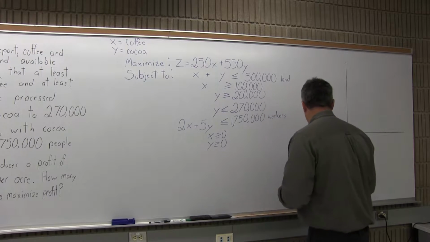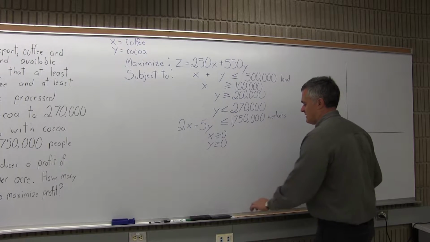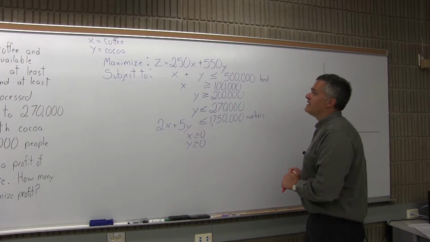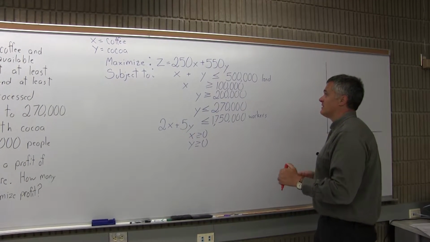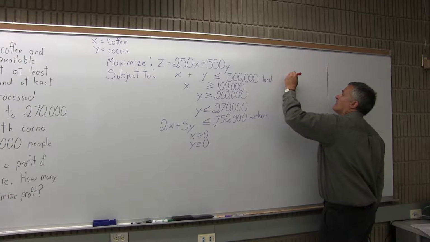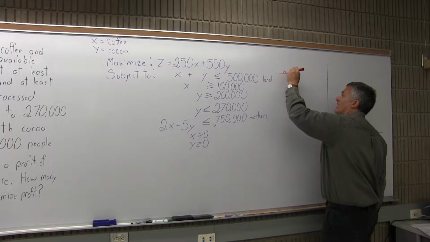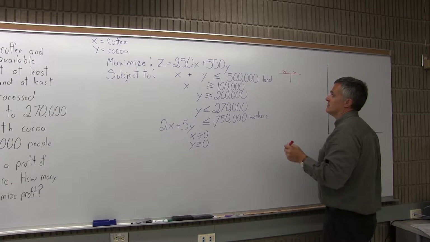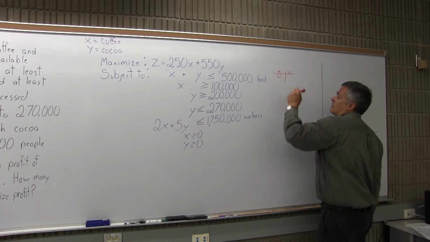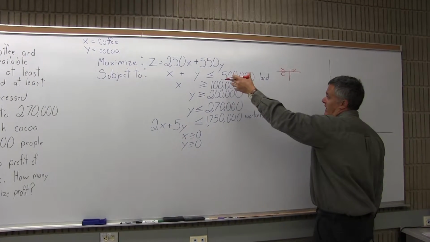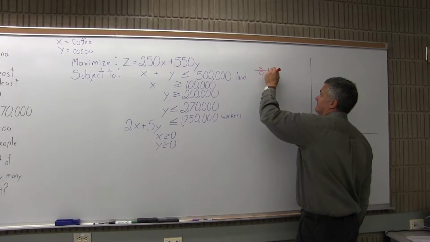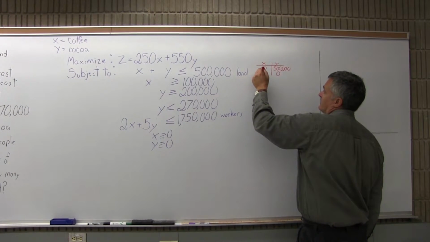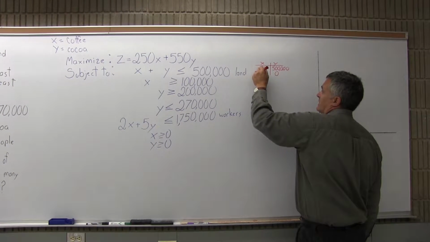So I'm going to go through a few different colors for this. Now, the first constraint, x plus y is less than or equal to 500,000 for the available land. I want to pretend it's x plus y equals 500,000, and then find 2 points that satisfy that equation. So one easy point is if I zero the x, I'll just have y equals 500,000. And then if I zero the y, then x would equal 500,000.